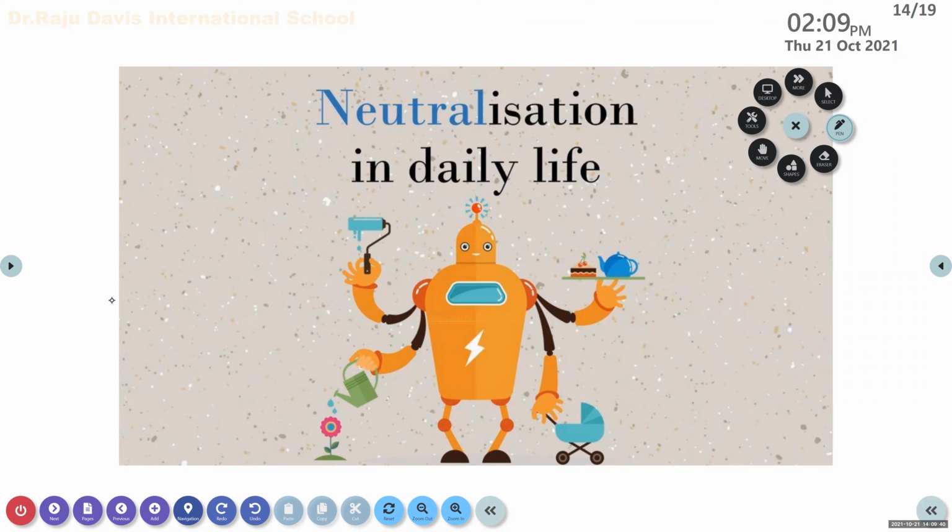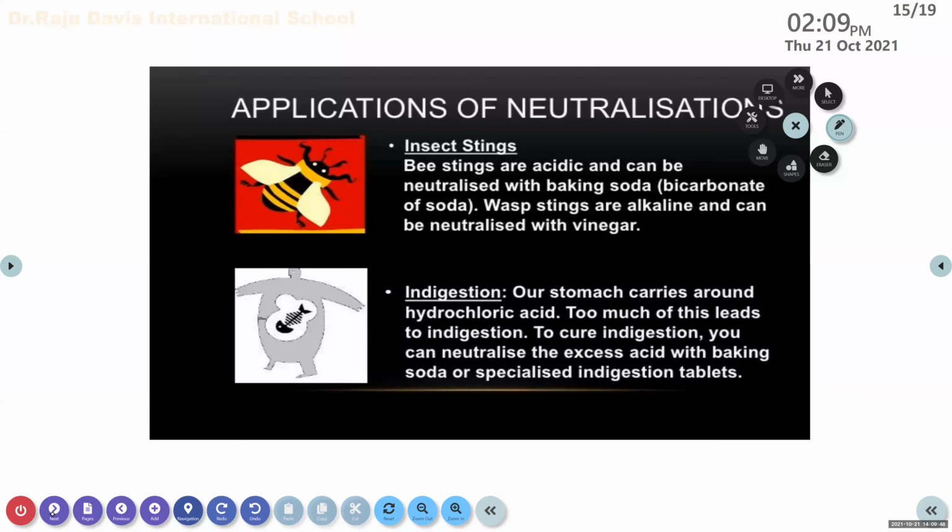Okay. So now we can check the applications of neutralization in our daily life. The first one is insect stings. Applications of neutralization: insect stings. We know that whenever ants or bees bite, they produce some kind of acid.